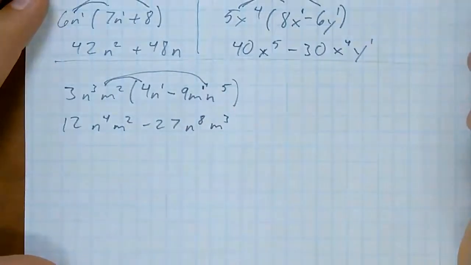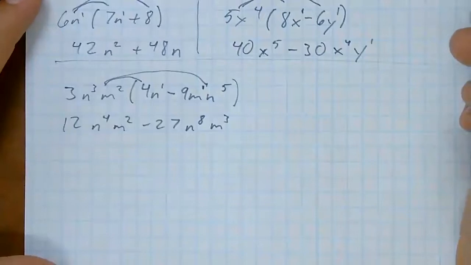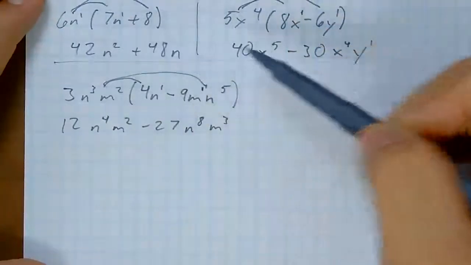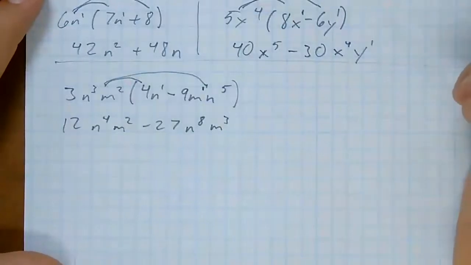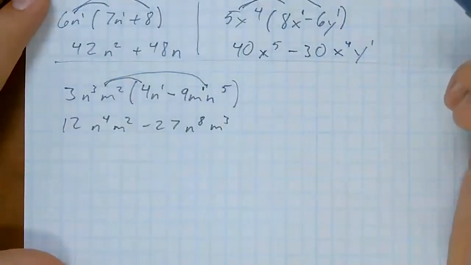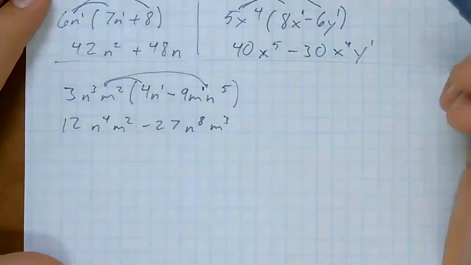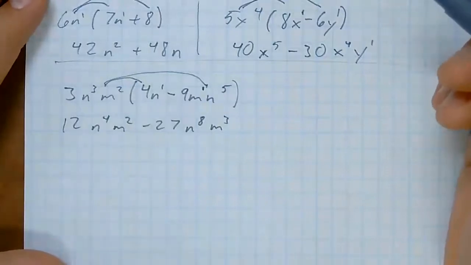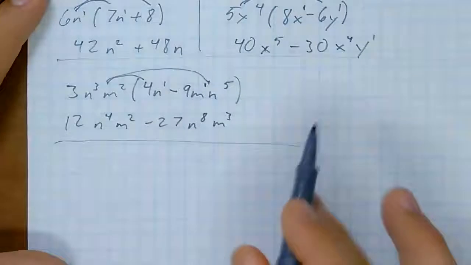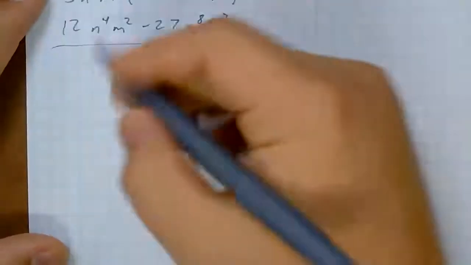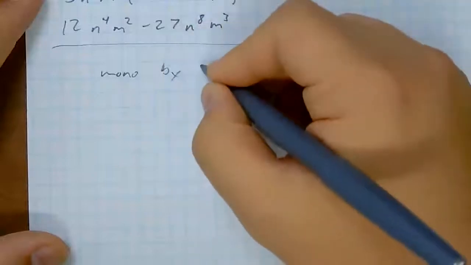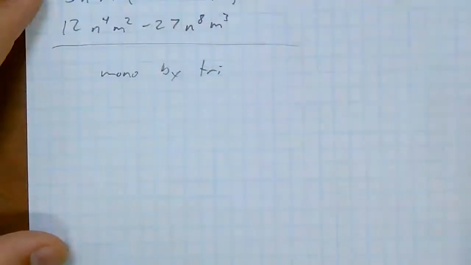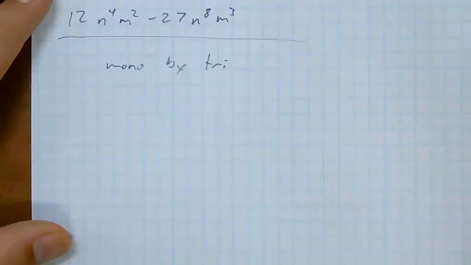All right. So far in these first 3 examples, we've seen a monomial multiplied by a binomial. But there's no reason it has to be a monomial multiplied by a binomial. It could be a trinomial. It could be a polynomial of 4, 5, 6 terms. We'll just focus on a trinomial for now. Okay, so we have a monomial by trinomial. That's what we're going to work on next.